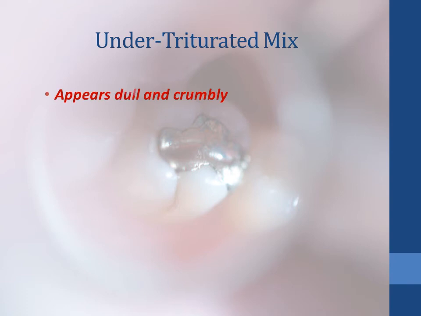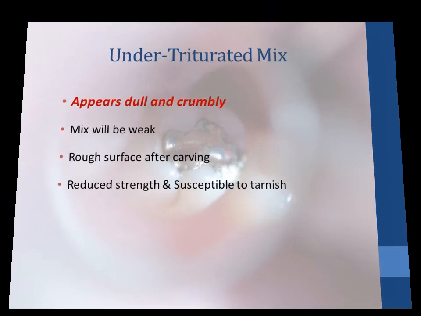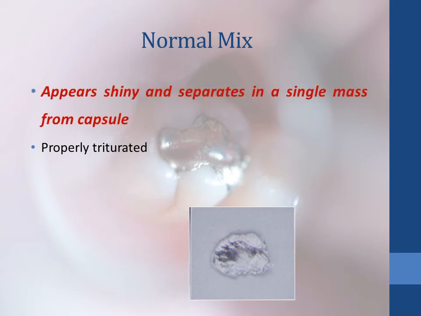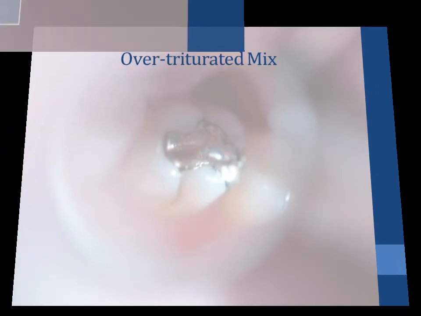Under-triturated mixes physically look dull and crumbly, and they are weak and have a rough surface after carving. They are more susceptible to tarnish and have reduced strength. A normal mix appears shiny, like in the picture. It shows that it is properly triturated and separates in a single mass from the capsule. It has good dimensional stability and a smooth carved surface.